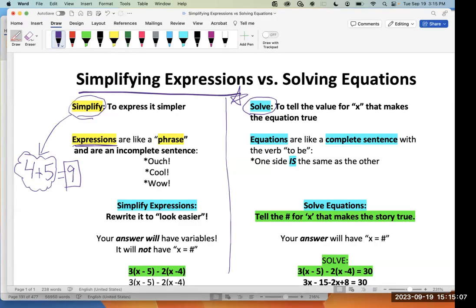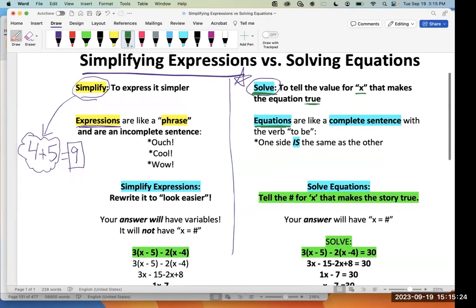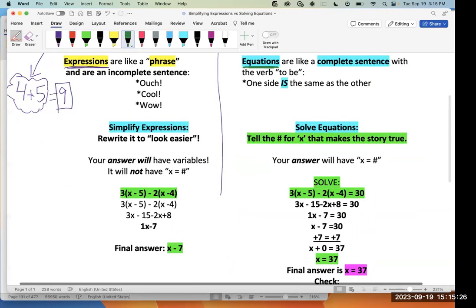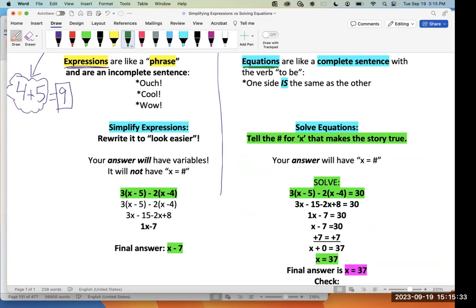Solving an equation, the equation is when we give you both sides of the story. And then the solution to the equation is the value for the variable that makes the equation true. If you were to speak of math in terms of English, the expression is like a phrase. The equation is your complete sentence that has the verb to be. Your verb is the equal sign.